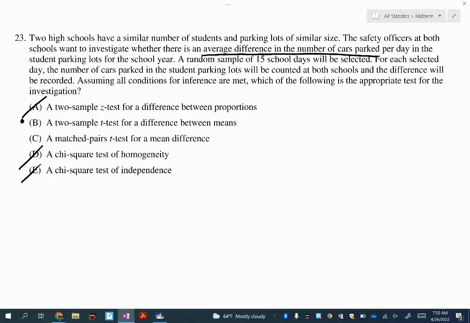I thought it was B, but here's why it's not. The reason it's not is because when they did their random sampling, they chose the same 15 school days for both schools. So that matches them based on how they decided to sample. So in this case, it is C, matched pairs t-test.